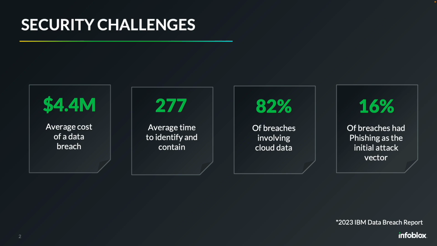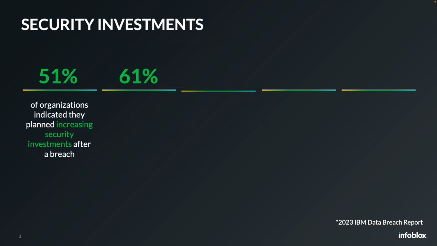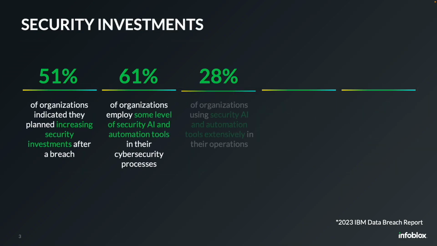The average cost of a data breach reached an all time high of $4.45 million in 2023. It took organizations an average of 204 days to identify a breach and 73 days to contain it. Phishing or stolen or compromised credentials were the two most common initial attack vectors. Following a data breach, 51% of organizations indicated additional investment in security.